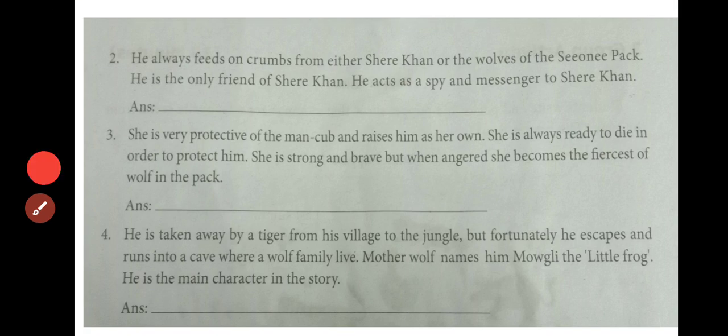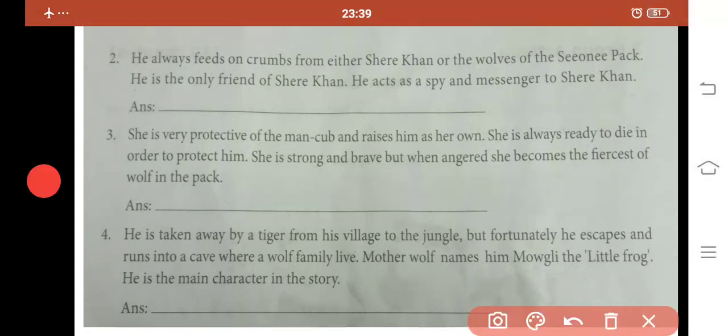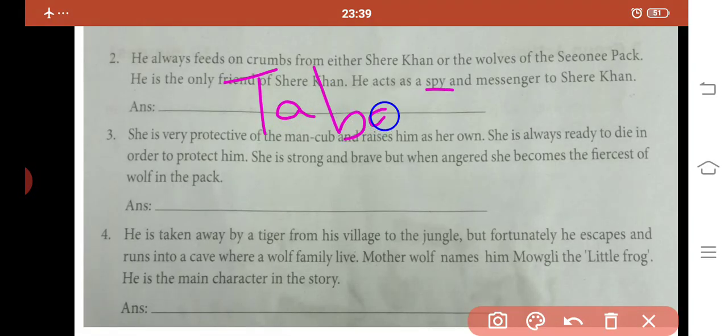He always feeds on crumbs from either Sher Khan or the wolves of the Seeonee pack. He is the only friend of Sher Khan. He acts as a spy and the messenger to Sher Khan. Who is the spy in this story? Yes, Tabaqui is the spy. So the answer is Tabaqui, the jackal.